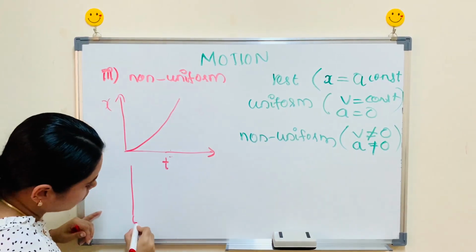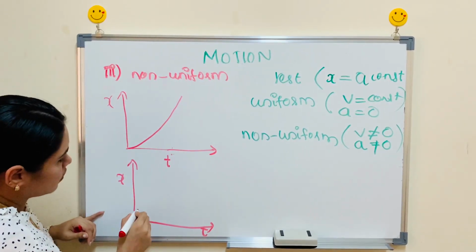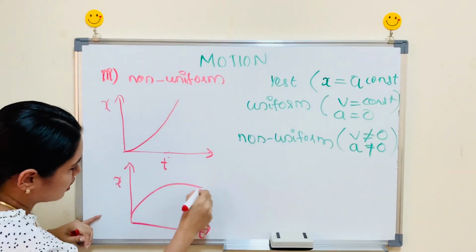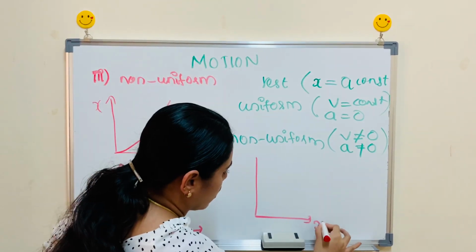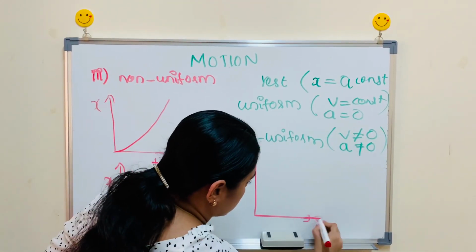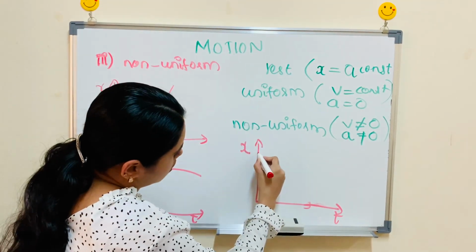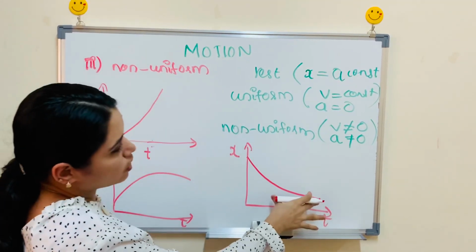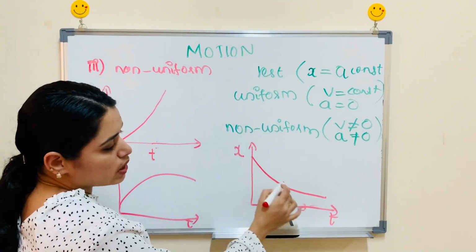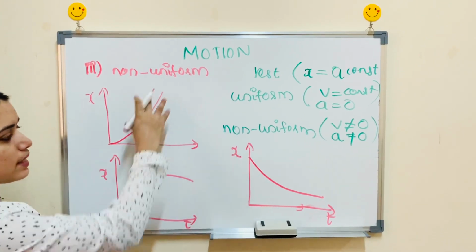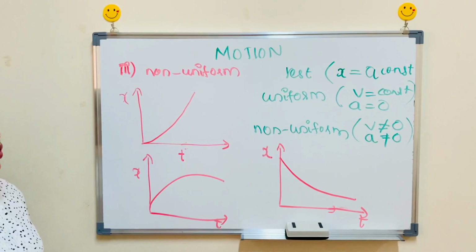And the second graph, we can draw another graph like this. And another graph for non-uniform motion is like this. Here, on increasing time, the position is decreasing. These are the 3 position time graphs for a non-uniformly moving object.